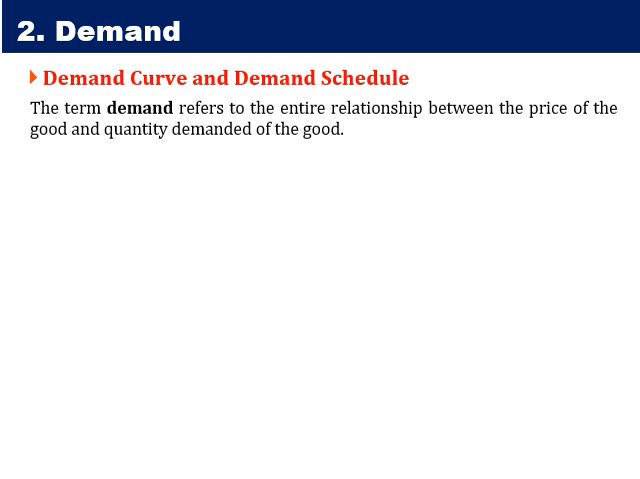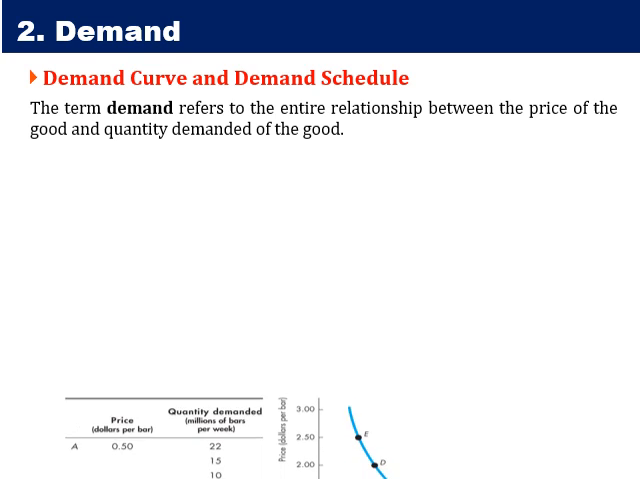Now let's see how we can express the relationship between the quantity demanded and the price using the demand curve and demand schedule. The word demand refers to the entire relationship between the price of the good and the quantity demanded of the good. So it shows us the quantity demanded at different prices.